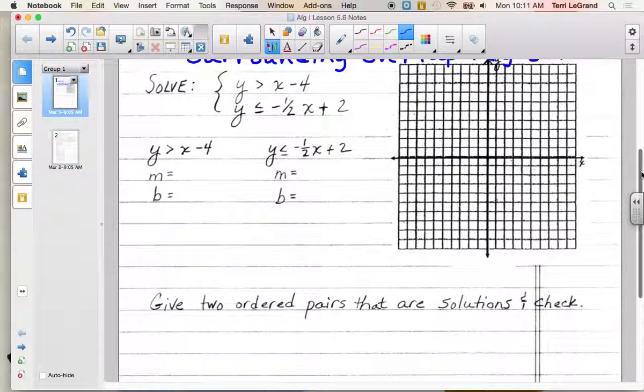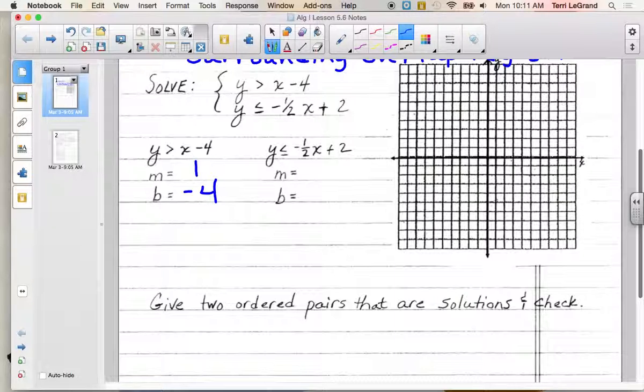Okay, so let's work with our y is greater than x minus 4. Is that in slope-intercept form? Yes. Yes, good news. M is 1. B is negative 4. It's ready to graph. But before we do that, we're going to make a couple of decisions here.